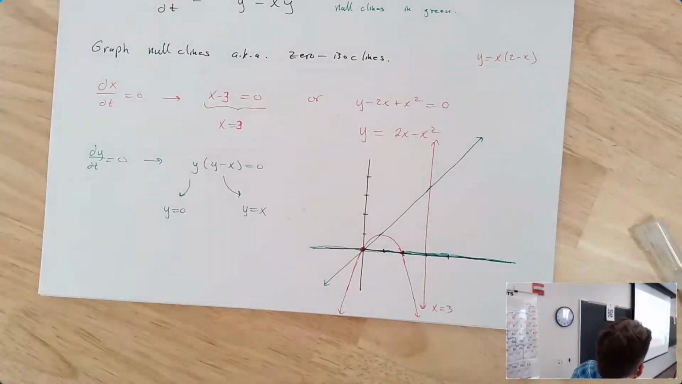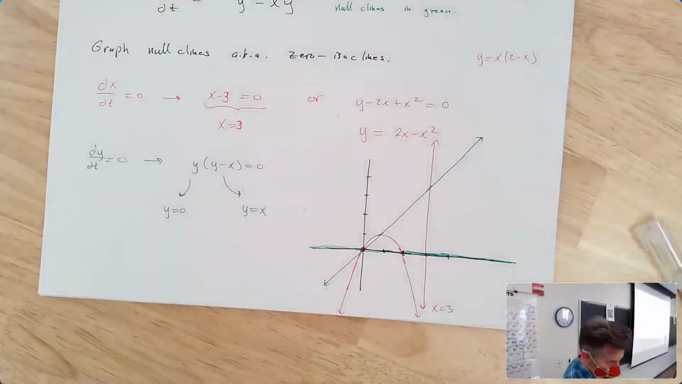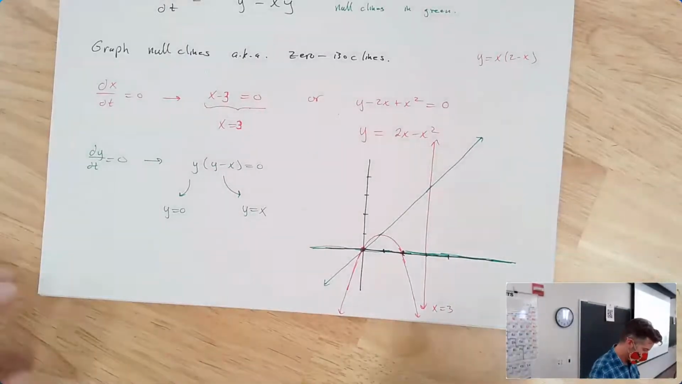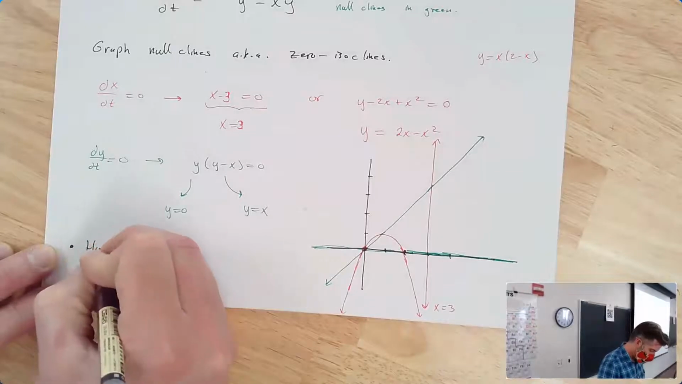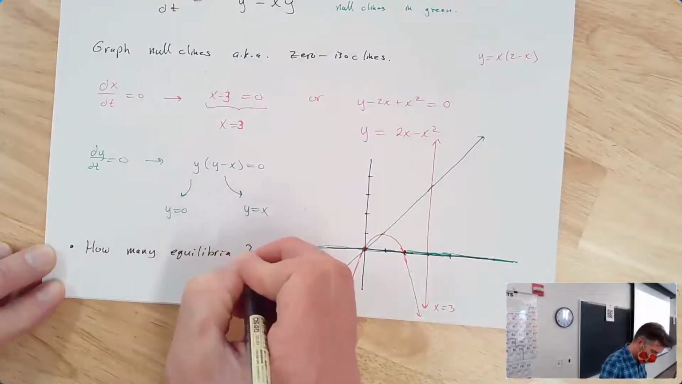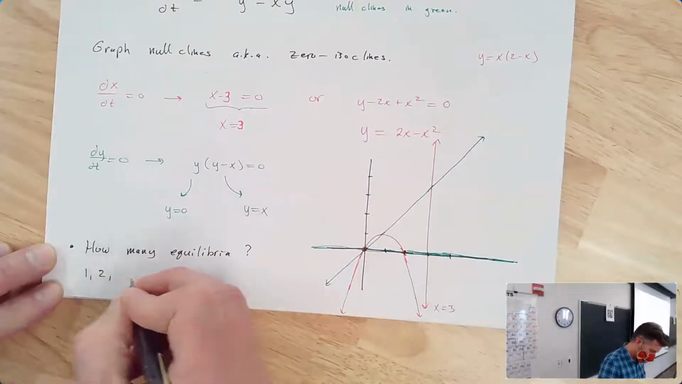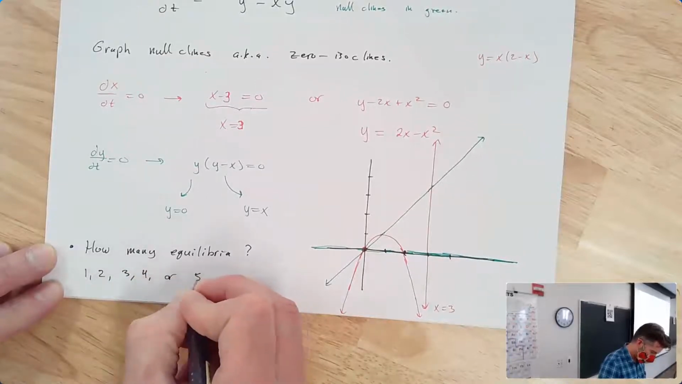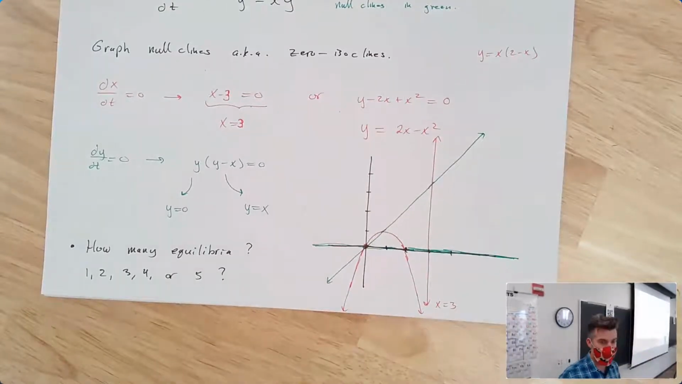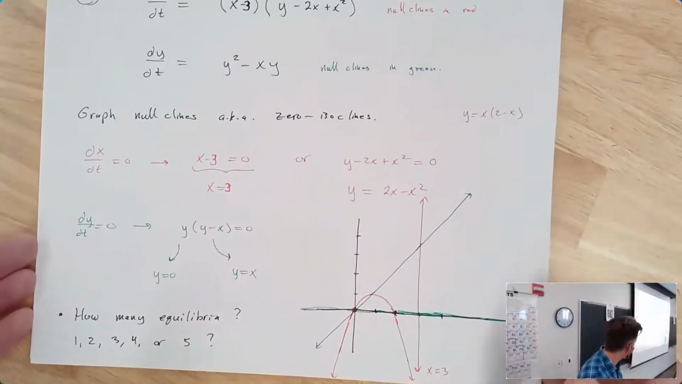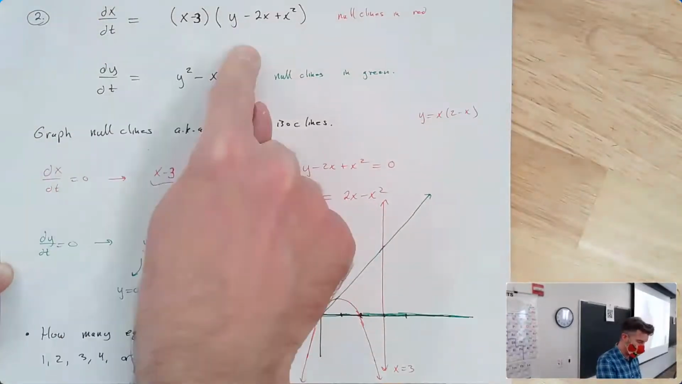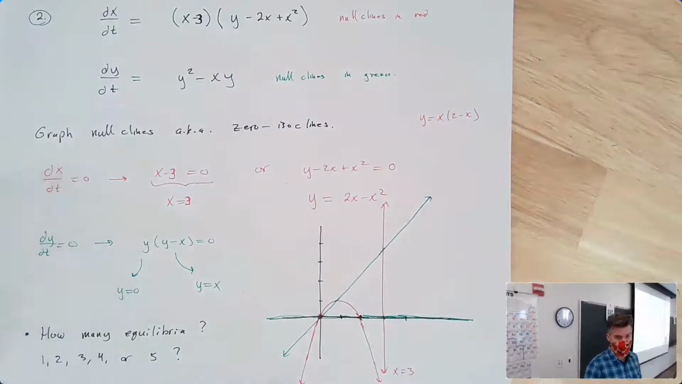All right. So here's a question I could ask that from my graph, we can see the answer. How many equilibria are there? 1, 2, 3, 4, or 5. I think that would be an excellent test question. Oh, how did I get x minus 3? So if you look back, sorry, you can't see the beginning part anymore. You look at the top, right? My dx/dt was x minus 3 times y minus 2x plus x squared. So I set each of those factors equal to 0.